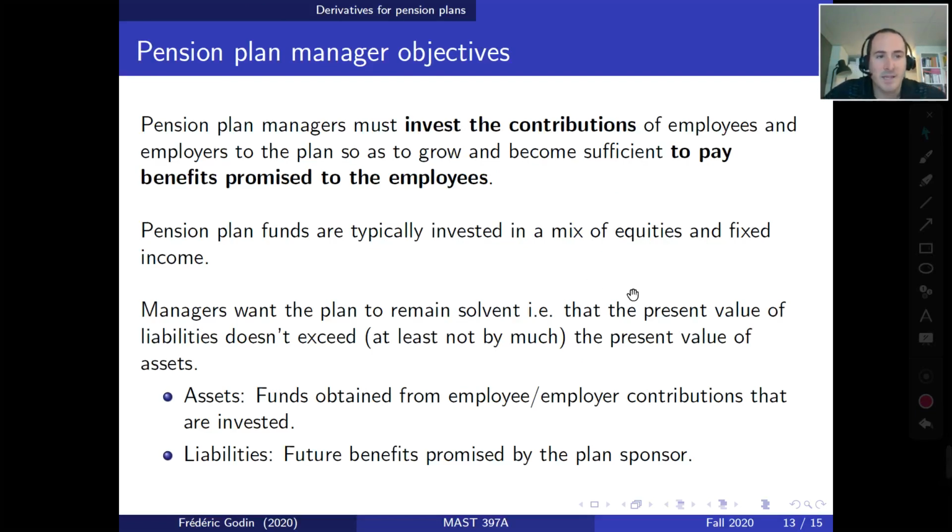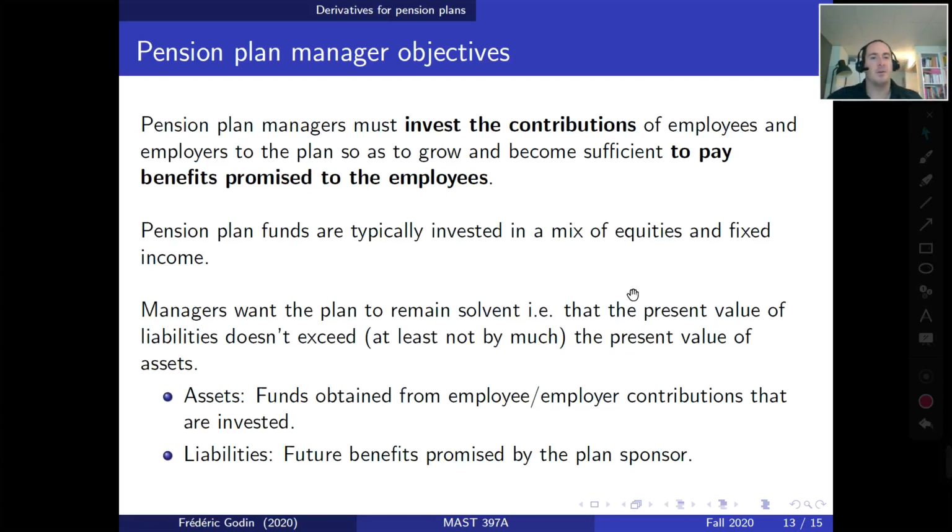Okay, so now we discussed property and casualty insurance. We're going to go now to pension plan managers. What type of derivatives would they want to use? What's the relationship between pension plans and derivatives? This is what we're going to discuss. So how do pension plans work?